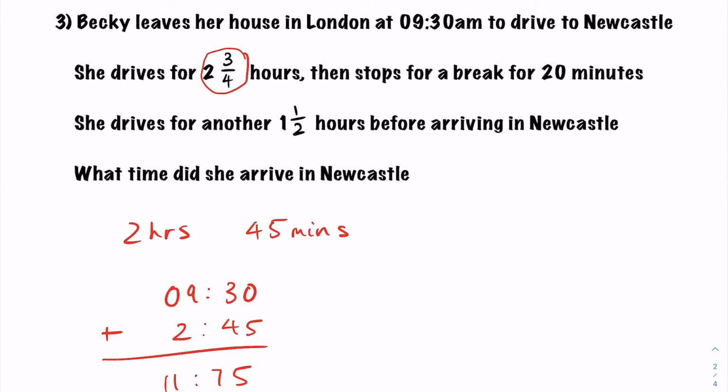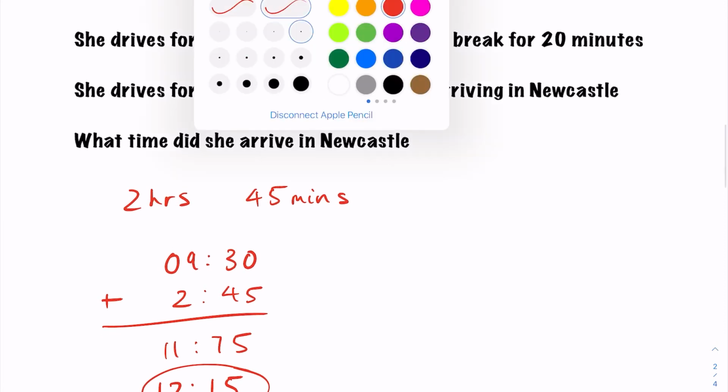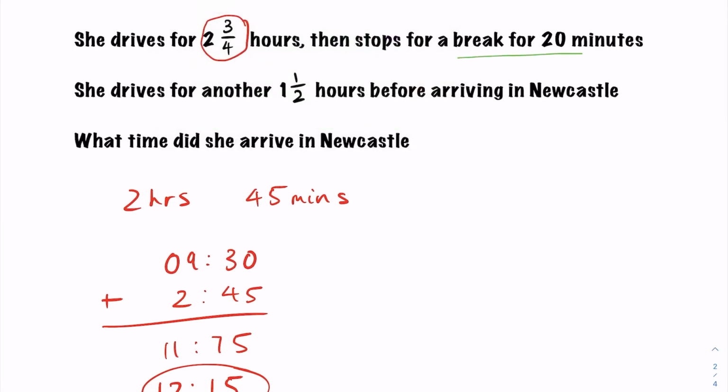Okay, she then stops for a break for 20 minutes. So this part here we'll do in green, she breaks for 20 minutes. So we're going to have to take that time, 12:15, and add 20 minutes on there. So no hours, but 20 minutes, and that's simply just going to be 12:35. So that's when she gets back on the road again to start driving up to Newcastle.